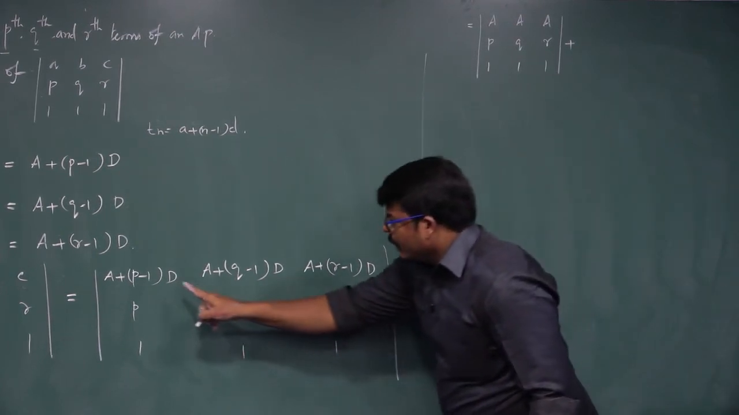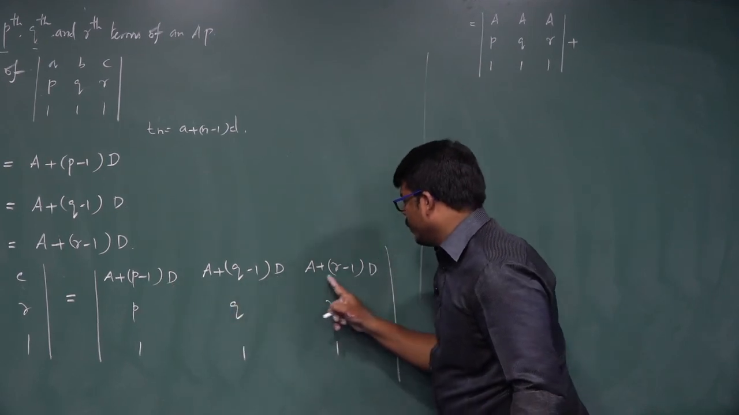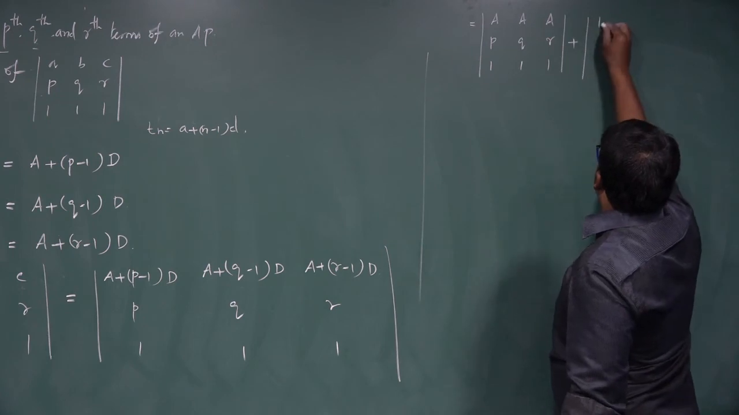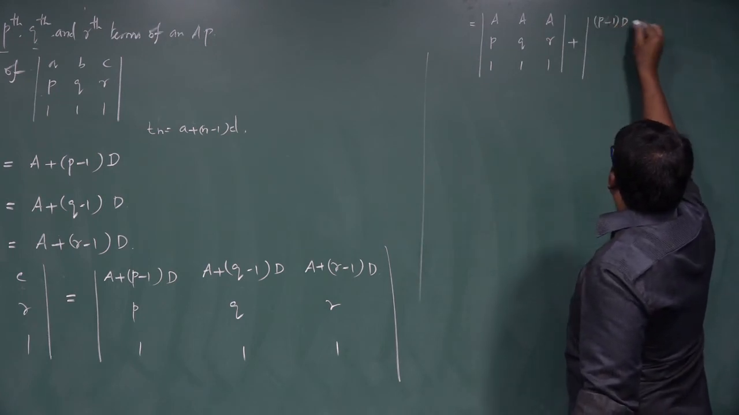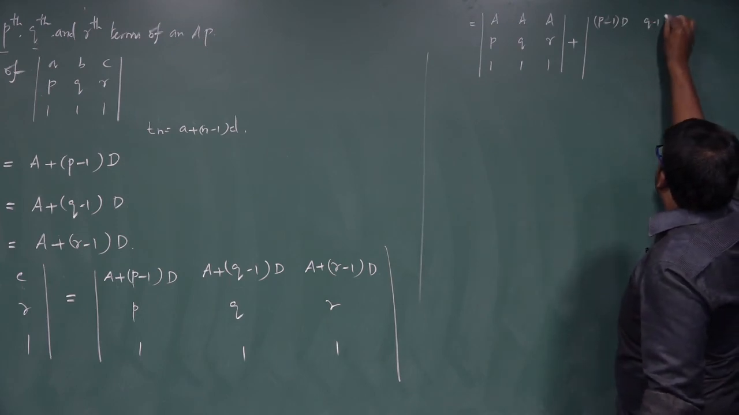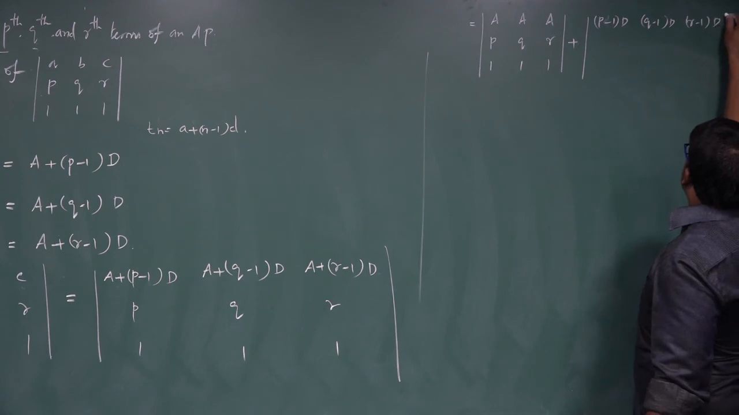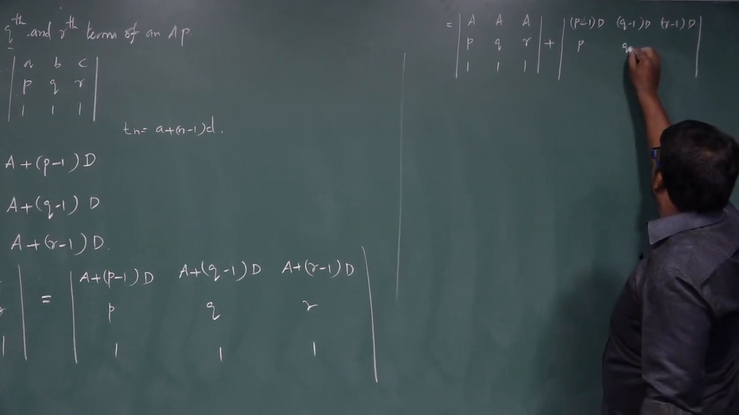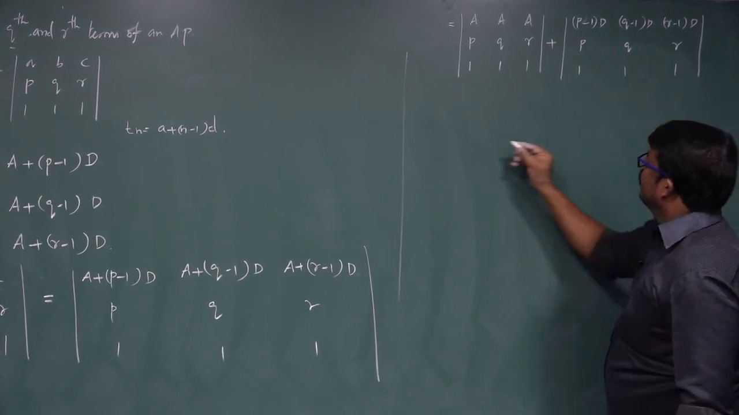Expand the determinants. Next one: P minus 1 into D, Q minus 1 into D, R minus 1 into D is written in the first row. The second row as it is P, Q, R. Third row as it is 1, 1, 1.